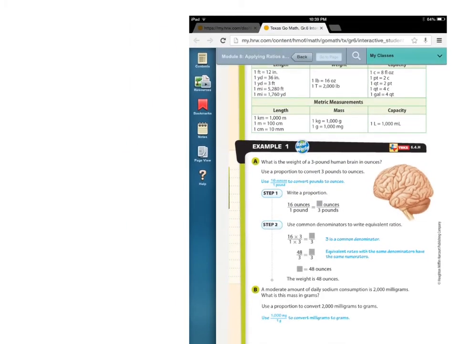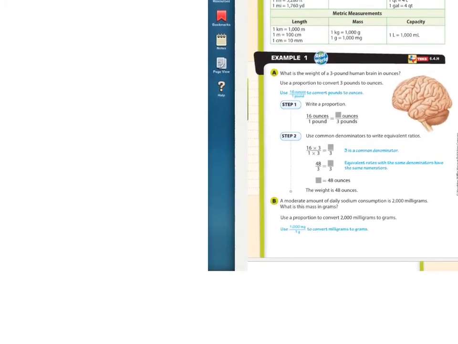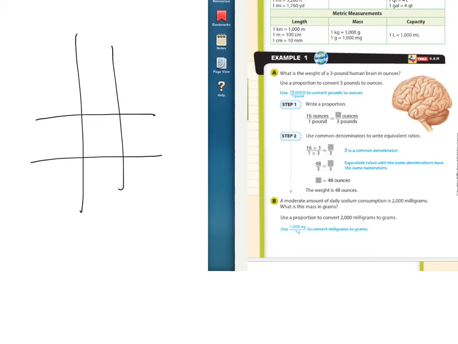On your WGU table, you're going to be solving example 1. It says, what's the weight of a 3-pound human brain in ounces? Okay, so let's set up our WGU table. W stands for words. So this is where we put the units that we're working with. The brain is, they're talking about pounds. Pounds. And they want to know what it is in ounces. I'm going to use abbreviations.